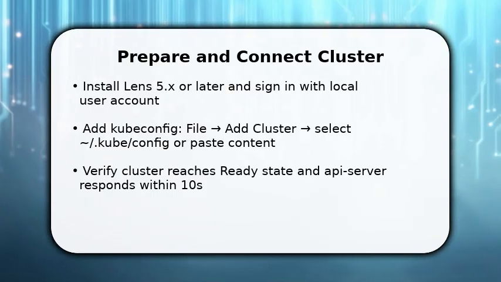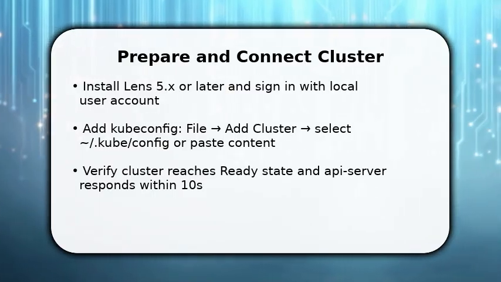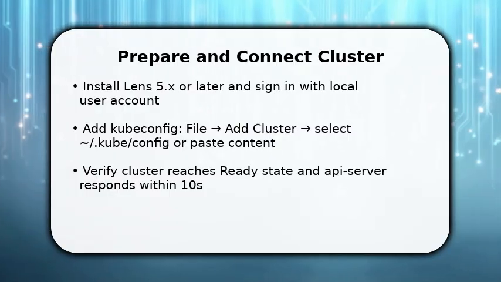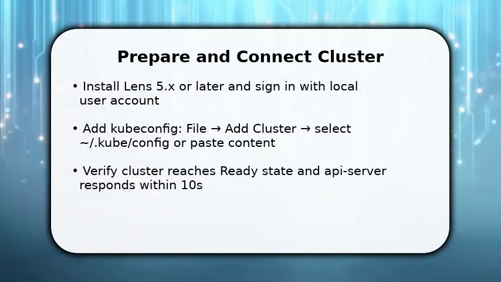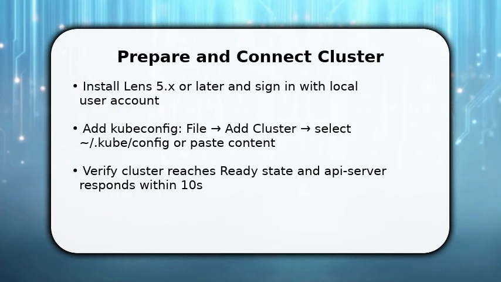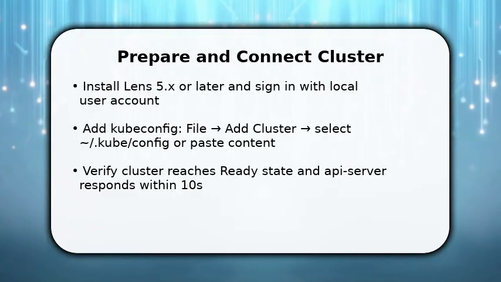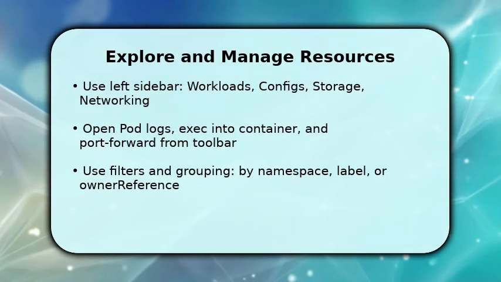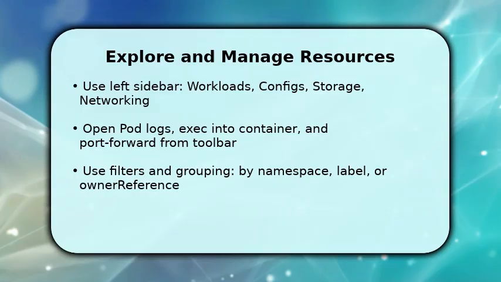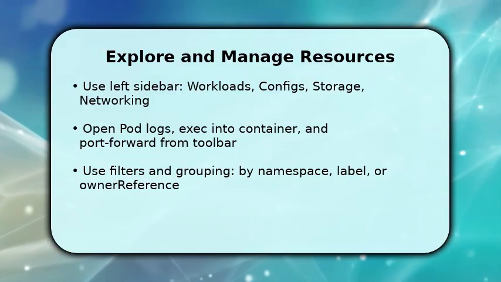Make sure RBAC tokens or Cloud IAM roles are available so Lens can read resources. Without those permissions, you'll see limited data and buttons will be disabled. Once connected, navigate the left menu to find workloads, configs, and storage. You'll click a pod, then open logs or hit terminal to exec inside.